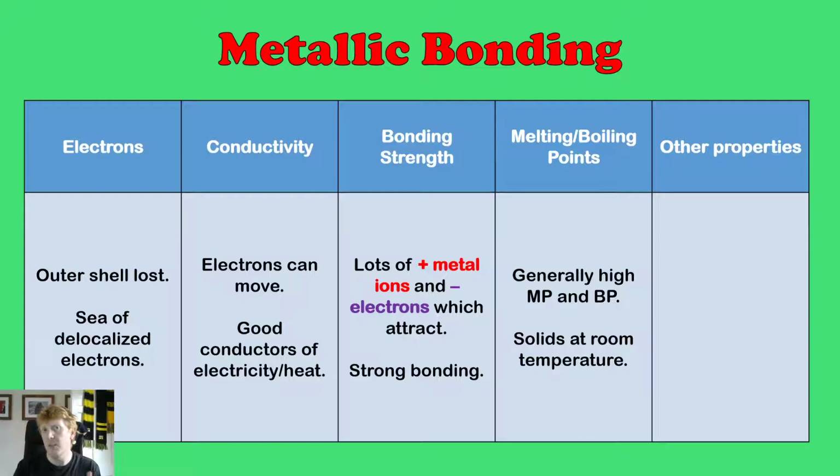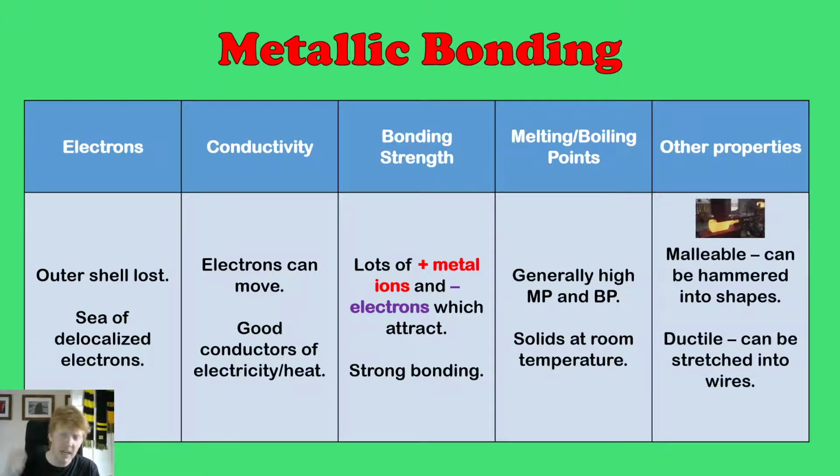What other properties do metals have? They're quite useful. You can hammer them into shapes to make knives or a hammer, and this is a property we call malleable because those metal atoms can sort of slide over each other as we hit them with a hard object. We can shape them into different shapes, which is really useful. This is called malleable. Can be hammered into shapes. Ductile is another property of metals. We can stretch them out into wires, which is really useful in headphones and electrical appliances and things like that.